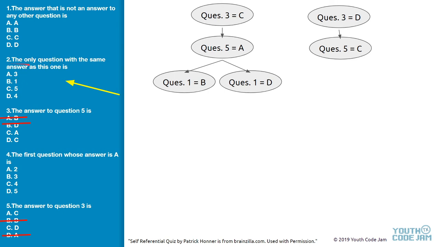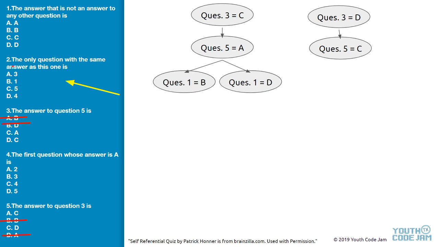The only question with the same answer as this one, could it be number 1? Which means that both number 1 and number 2's answers are B, because they're supposed to have the same answer. Well, on this side of the tree, that makes sense, because question 1 is equal to B, so B is an option. Could it be that the only question with the same answer as this one is number 5, whose answer is C? Well, not in this tree, because here our question 5 is equal to A, so the answer can't be C. So far the only one it could be is B.